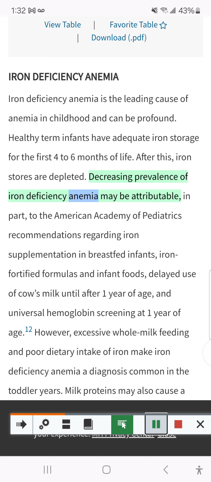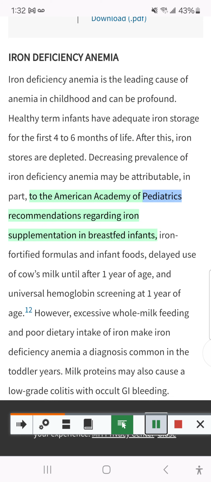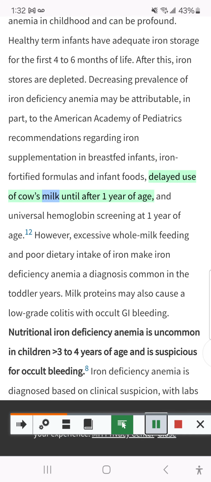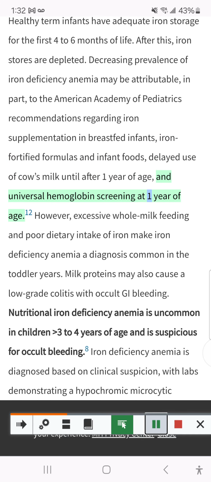Decreasing prevalence of iron deficiency anemia may be attributable, in part, to the American Academy of Pediatrics recommendations regarding iron supplementation in breastfed infants, iron-fortified formulas and infant foods, delayed use of cow's milk until after 1 year of age, and universal hemoglobin screening at 1 year of age.